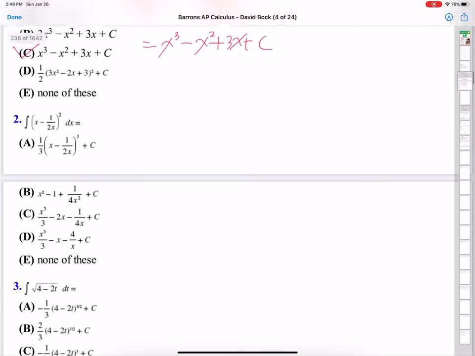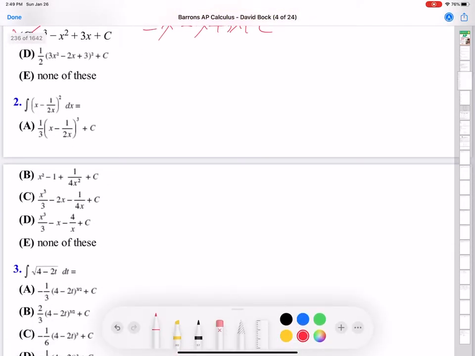What about number 2? Integral of x minus 1 over 2x, whole thing squared. You use the (a minus b) squared formula: a squared minus 2ab plus b squared, right? So a squared means x squared in this case, minus 2 times x times b, that is 1, so negative 1. And then b squared is plus 1 over 4x squared, and dx. Just find each term's integral.